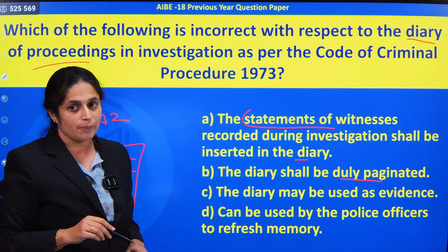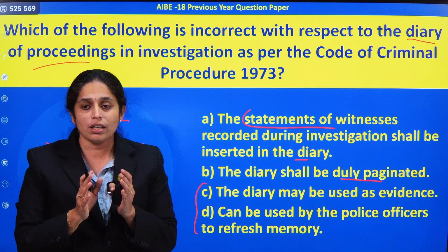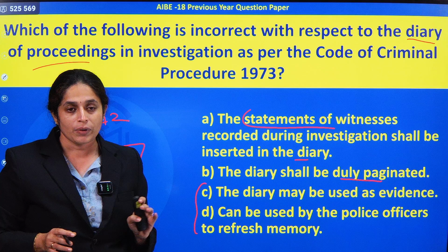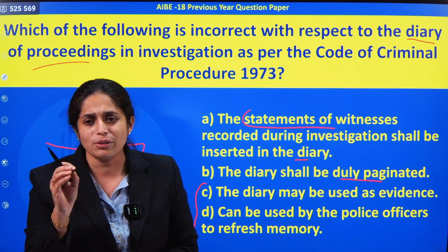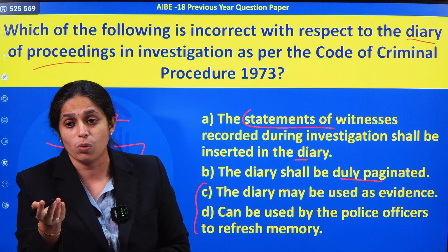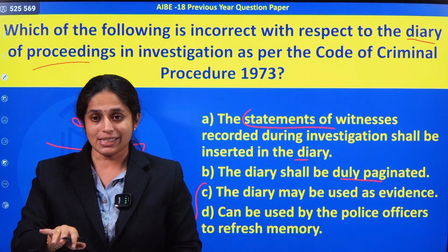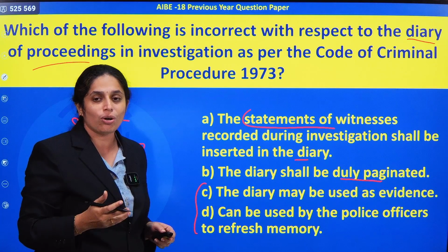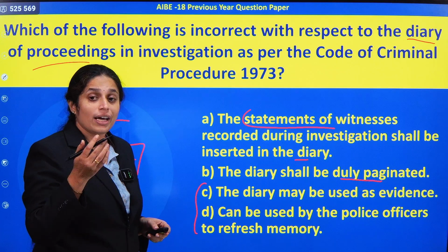It can be used by the police officers to refresh their memory. See here, the important condition is that the diary they are using cannot be used as evidence because it contains very minute details, very confidential information also. It could be regarding the whistleblowers also. So that is why it cannot be used as evidence, but police can use it during their evidence to refresh their memory, because they might have forgotten some of the facts regarding investigation.